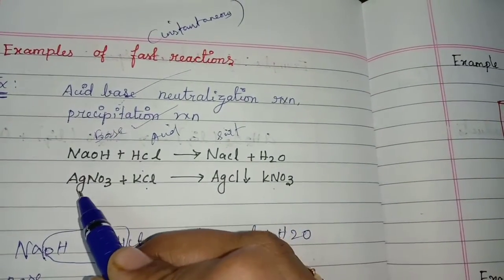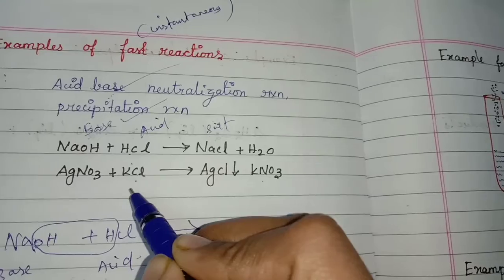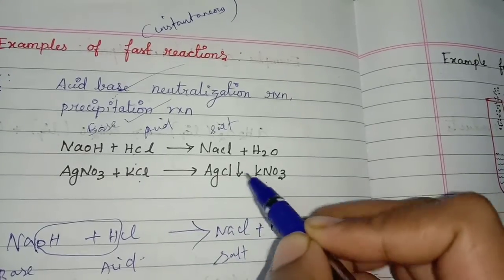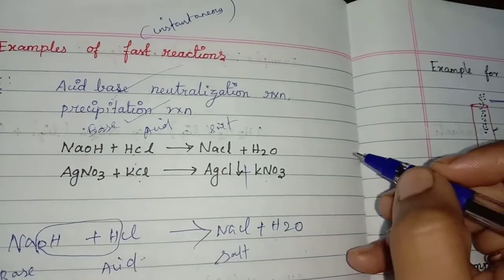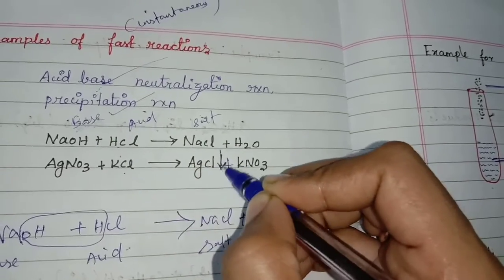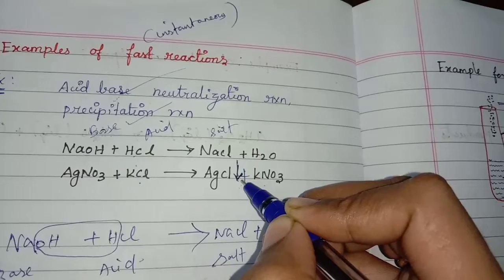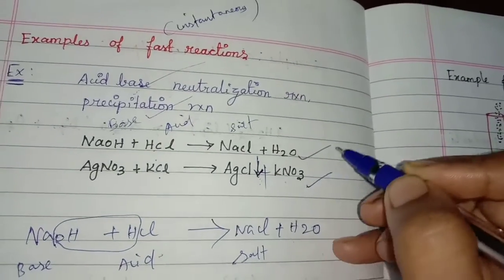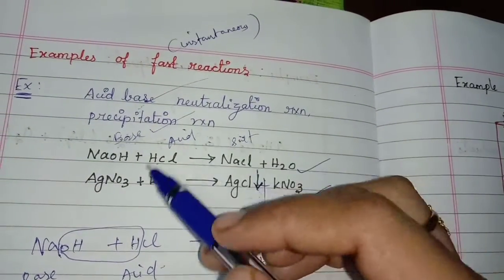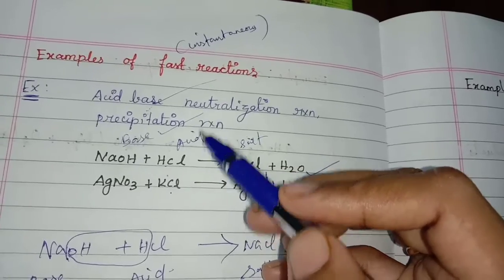And this one, silver nitrate plus potassium chloride, which gives silver chloride plus potassium nitrate. This symbol means precipitation reaction. Precipitate will come through this reaction. So this precipitation reaction and acid base reaction will occur very fast, and these are all the examples for fast reaction.